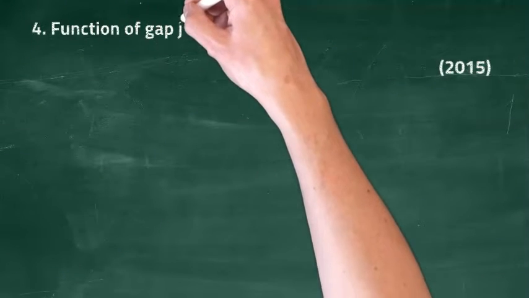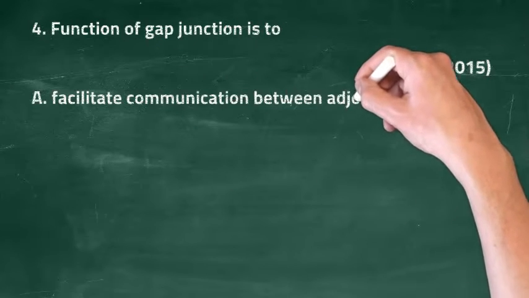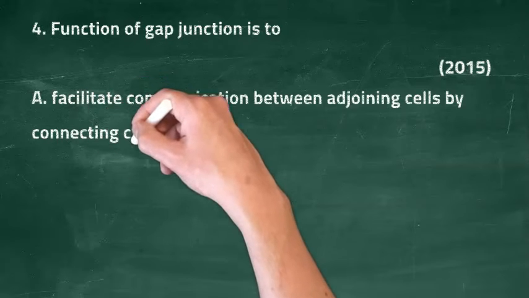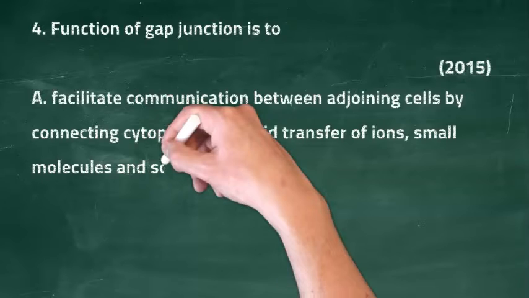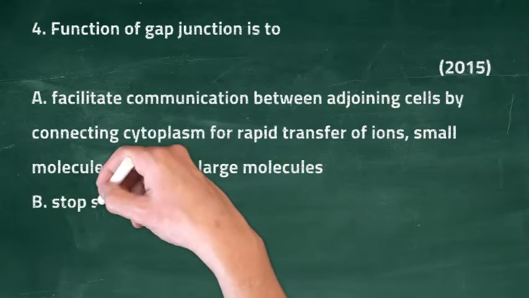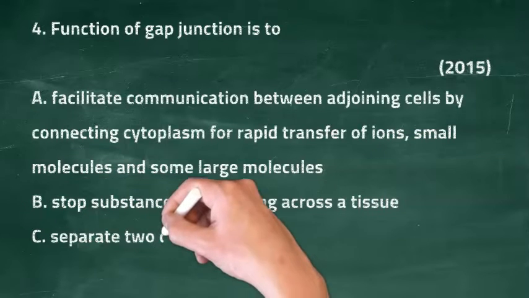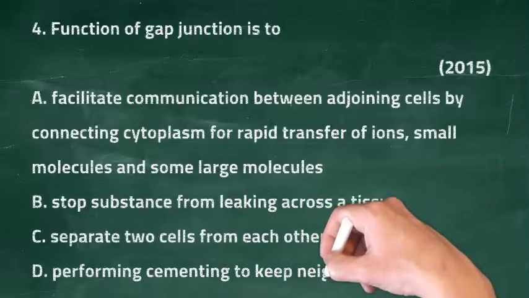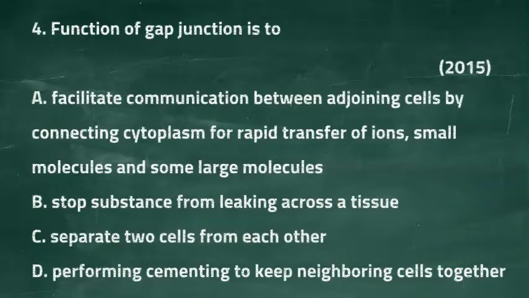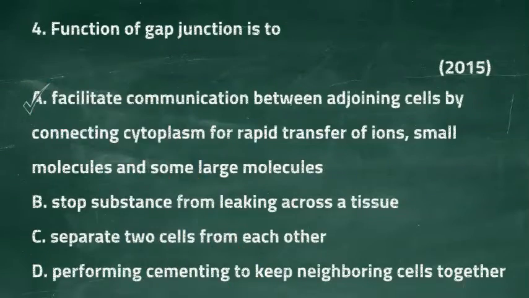Question fourth. The function of gap junction is: option A, facilitate communication between adjoining cells by connecting the cytoplasm for rapid transfer of ions, small molecules and some large molecules. Option B is stop substances from leaking across a tissue. Option C is separate two cells from each other. And option D is performing cementing to keep neighboring cells together. The right answer is option A, facilitate communication between adjoining cells by connecting the cytoplasm for rapid transfer of ions, some small molecules and some large molecules.